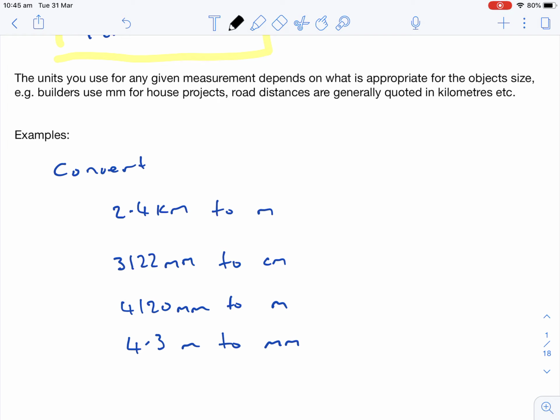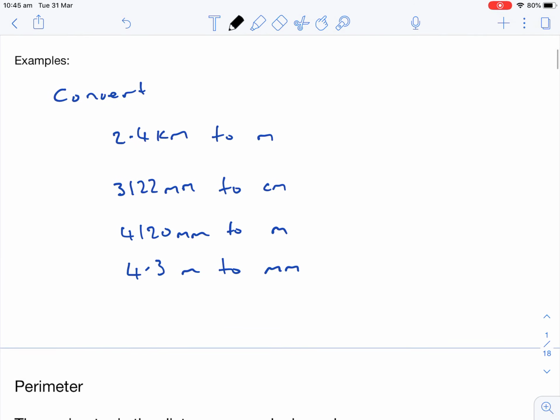So if I was measuring the distance between towns, I'm going to use kilometres, because obviously that's a rational thing to do. If I'm measuring a house, most of us kind of think of it in metres, but builders will actually use millimetres. So any building plans, they'll always quote measurements in millimetres, and so on. So just use what's logical. If you get an outrageously large number in your answer, then you should probably convert it to something more sensible.